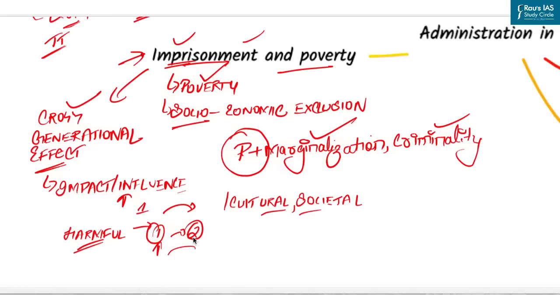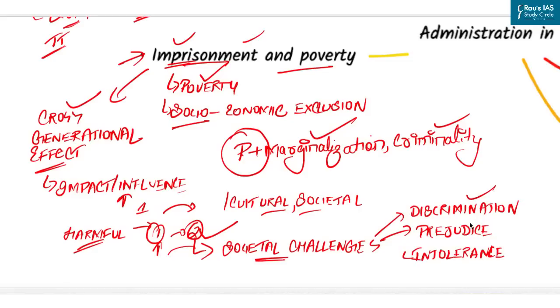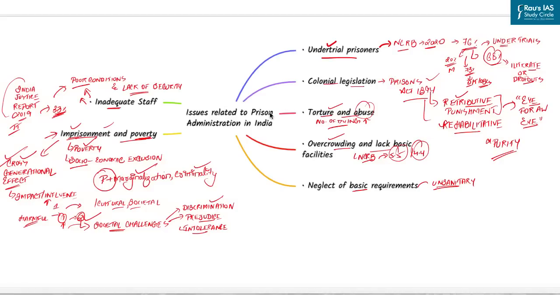It's better to understand this with the help of an example. For instance, negative attitudes or biases held by one generation can be passed down and perpetuated in younger generations. So what will happen? This will lead to societal challenges such as discrimination, prejudice, or intolerance. Half of the crime in our society is because of this cross-generational effect. So imprisonment and poverty is leading to significant cross-generational effect on society by creating future victims and reducing future potential economic performance. So these are the issues related to prison administration in India.